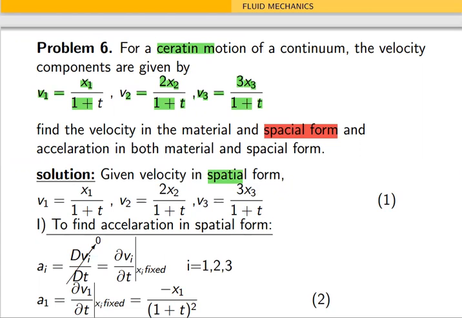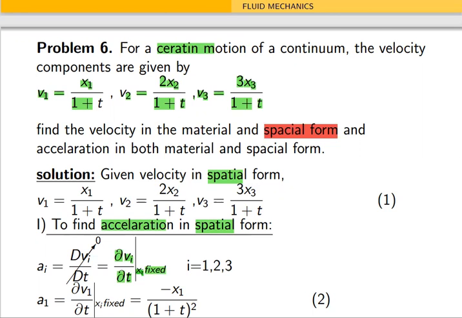Once they have given velocity in the spatial form, what is easy to do now? We can easily find the acceleration in the spatial form. It's nothing but take vi's and differentiate with respect to t with xi fixed, because it is the spatial form. So ai is nothing but dou vi by dou t with xi fixed, i equal to 1 to 3.